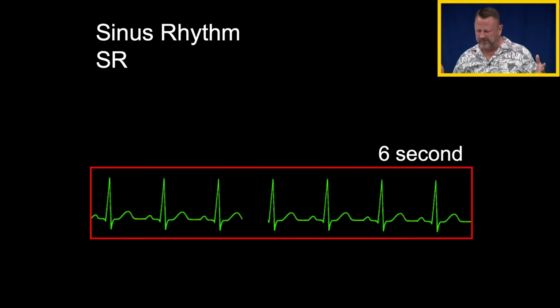And it is a specific rate. It's not faster than 100. It's not less than 60, the heart rate. And so we'll talk about why this is a sinus rhythm. And again, the heart rate's 70 because we have 7 QRS complexes in a 6-second strip.